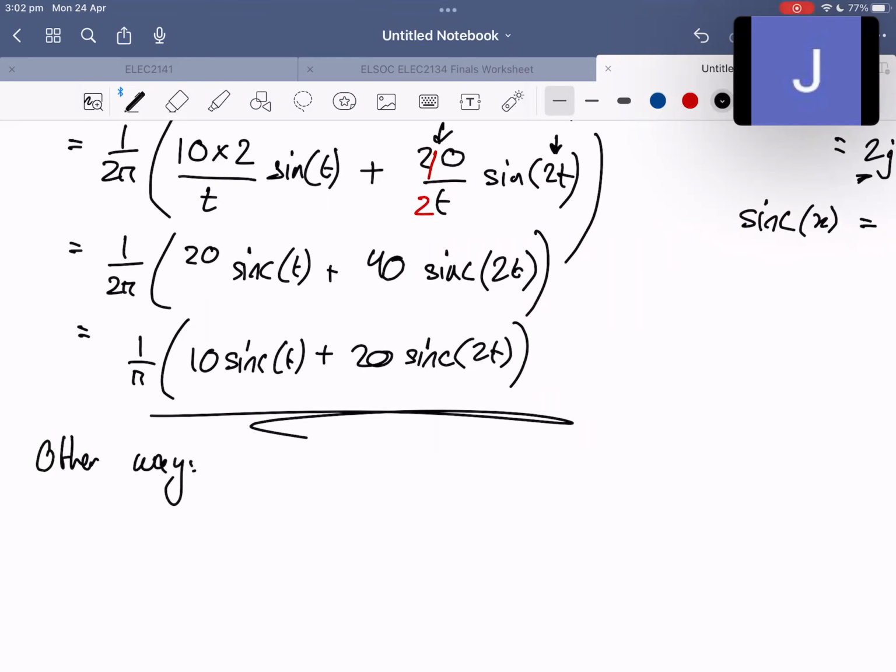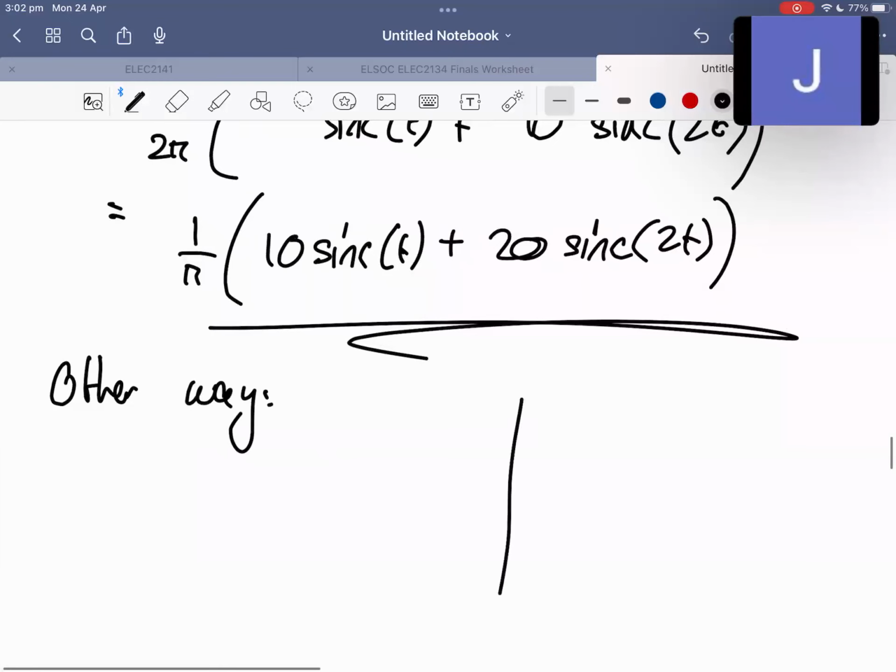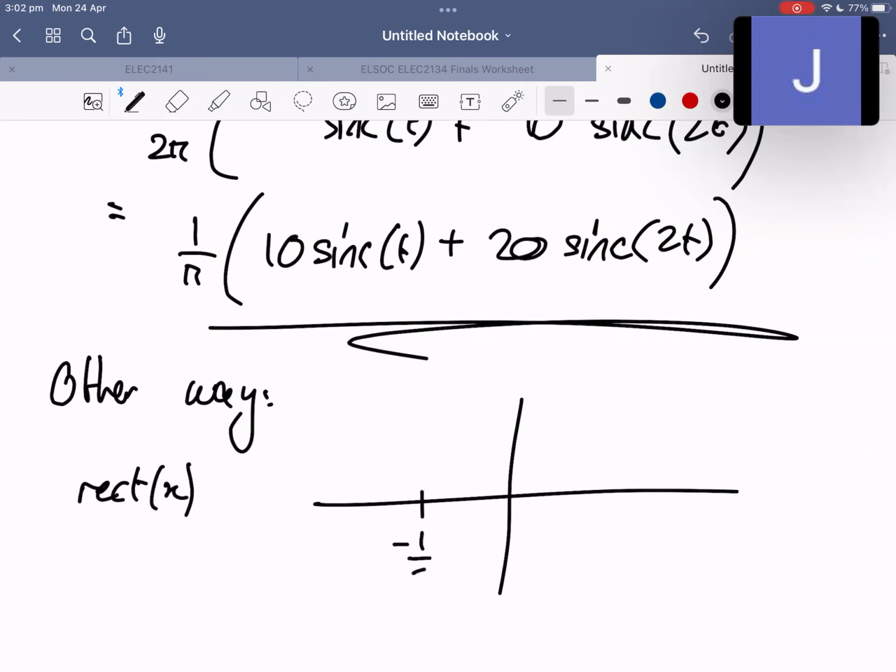let me just define what the rect function actually is. So rect x is defined as a rectangle. It's just defined as a constant value between the interval minus a half and a half. So it looks like this. So it's defined as 1 in that interval and 0 everywhere else.